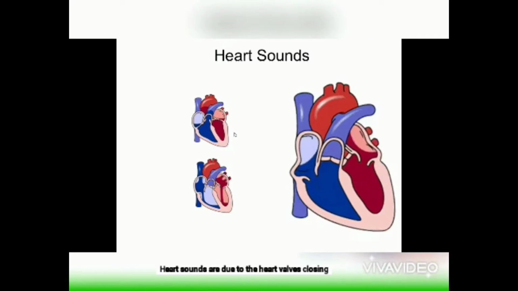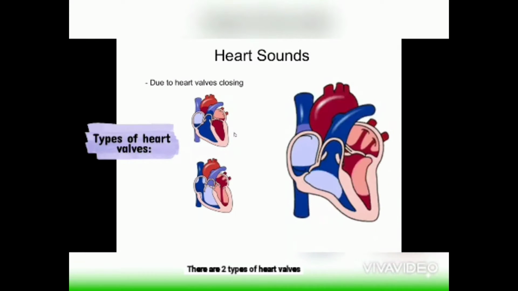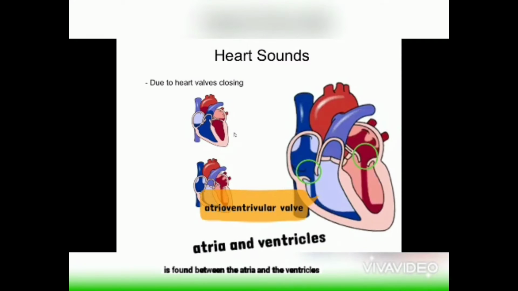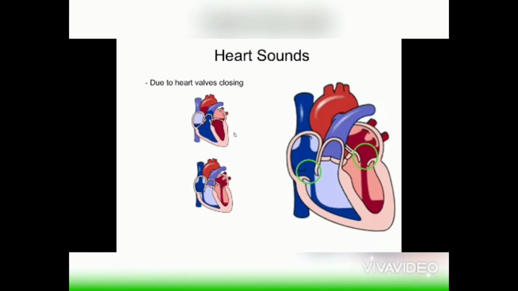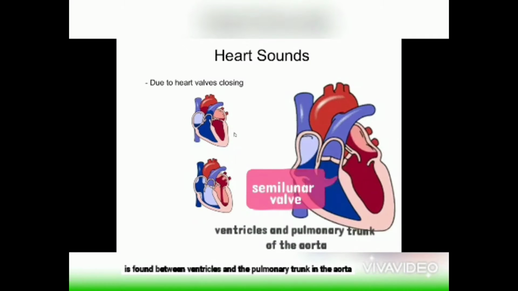Heart sounds are due to the heart valves closing. There are two types of heart valves. First one is the atrioventricular valve. It is found between the atria and the ventricles. Next one is the semilunar valve, between the ventricles and the pulmonary trunk and the aorta.